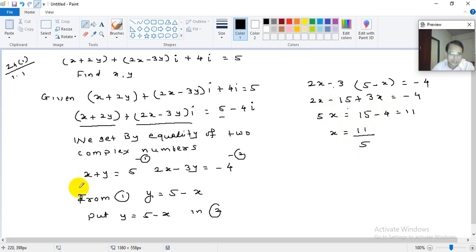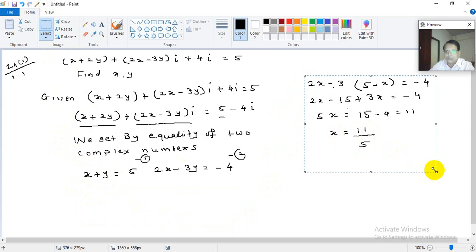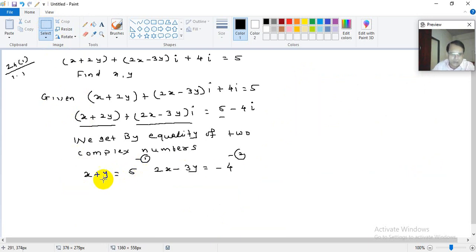Check once again. Here it was wrongly written, extremely sorry. So I will erase all this. This was not x plus 2y, it was written as x plus y, and so these calculations are somewhat odd. This is not x plus y, this is x plus 2y, and by mistake we have written x plus y. So I will erase this y, and instead of this we have to write 2y. So x plus 2y is equal to 5.